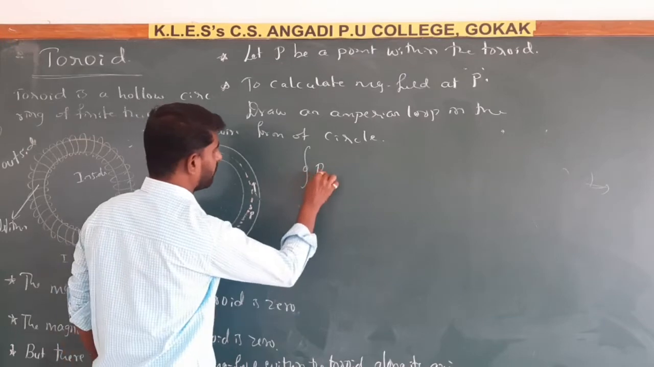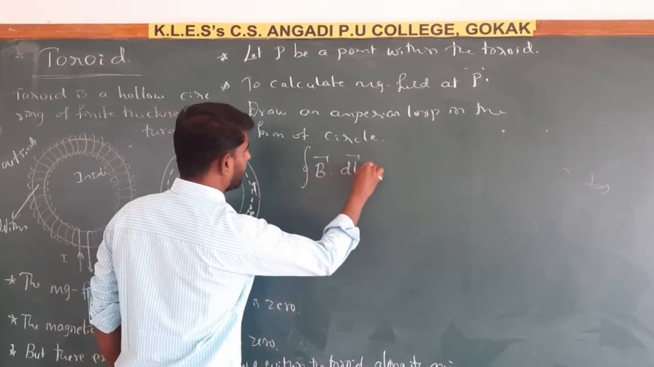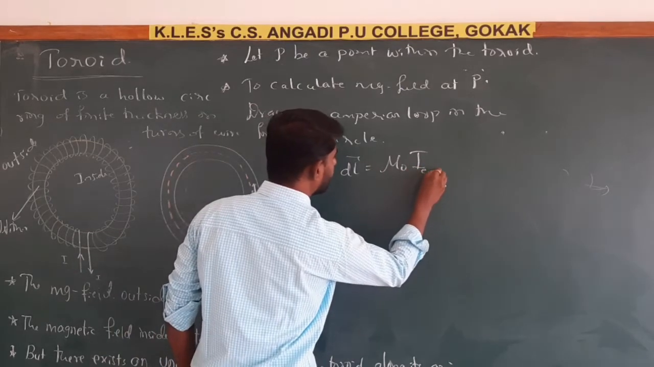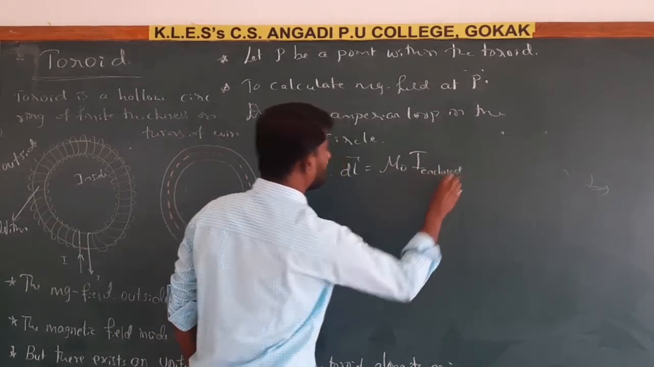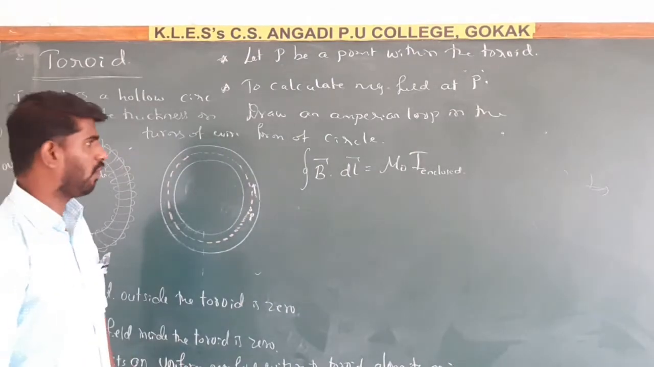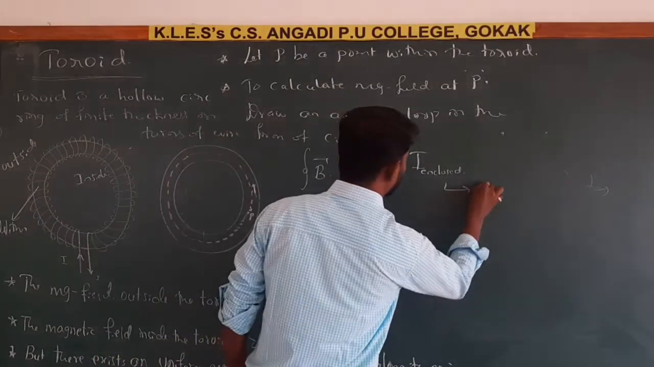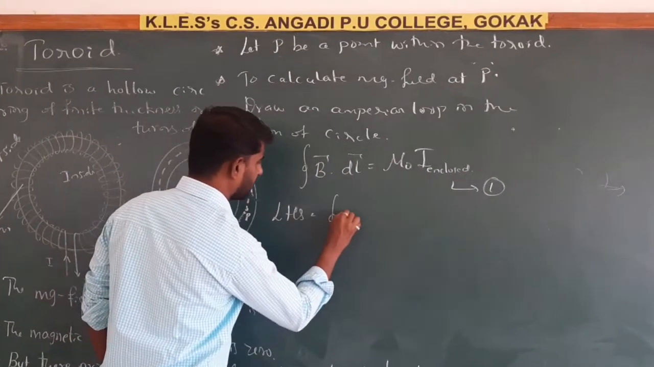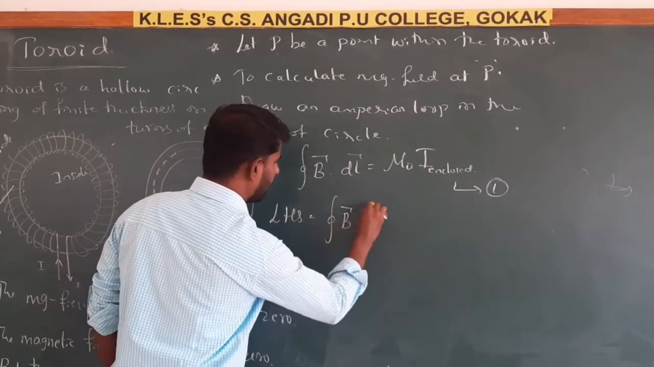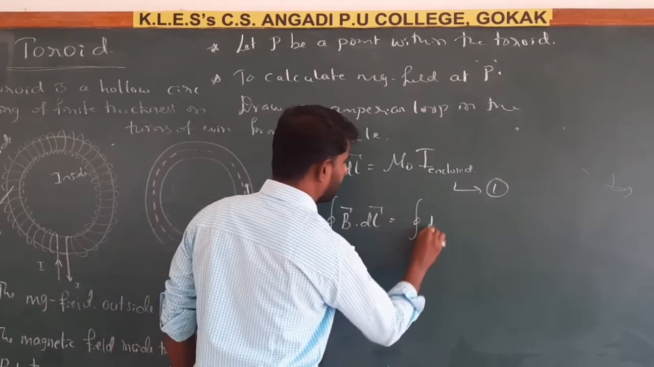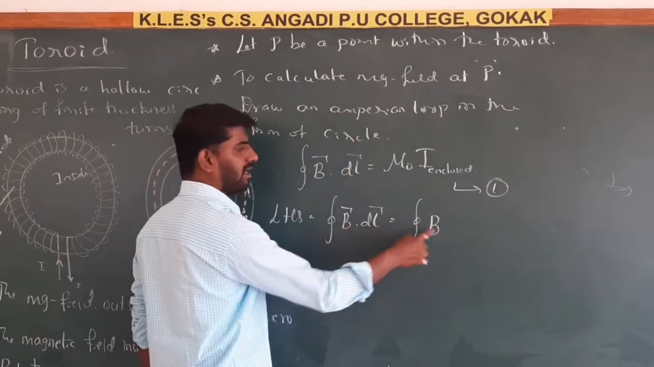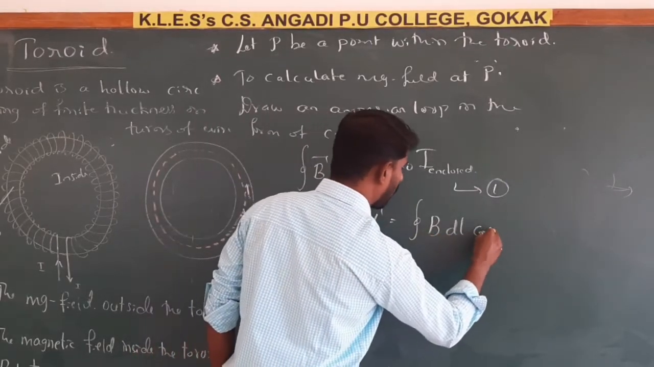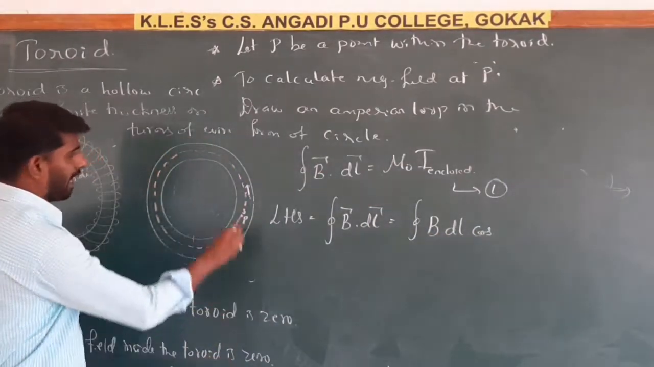So integration of vector B dot vector dl is equal to mu naught into I, that is, the current enclosed. I call this equation number 1. Let us discuss the left hand side value. This is integration of B dot dl, which I can write with magnitudes as B into dl into cos of the angle.